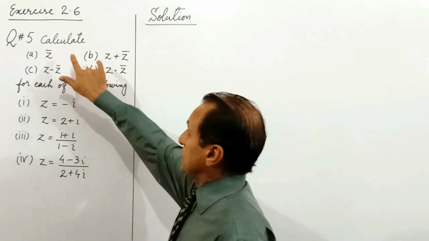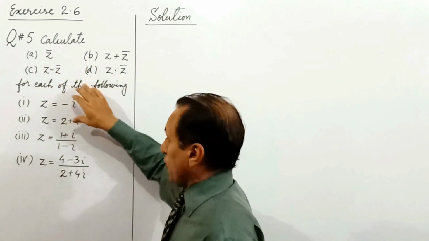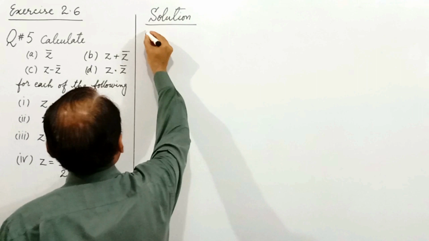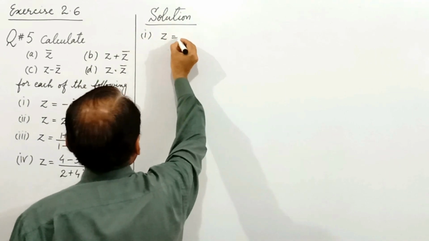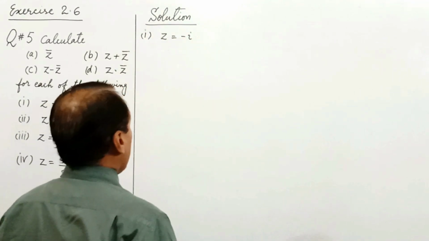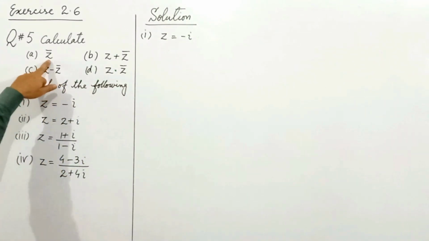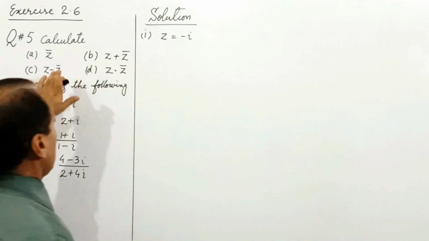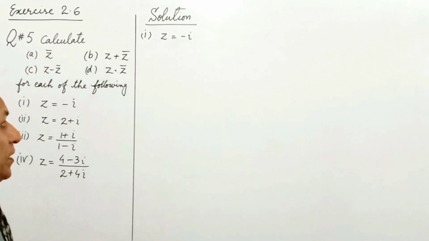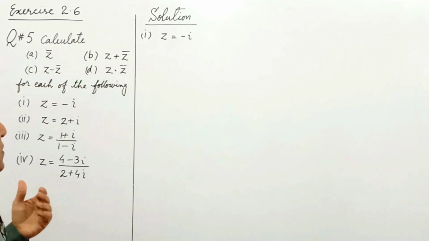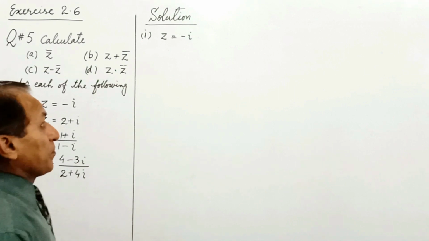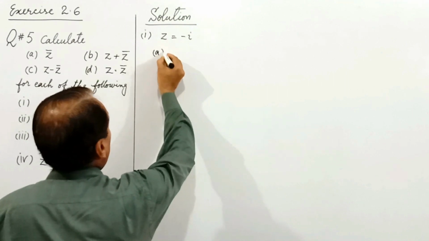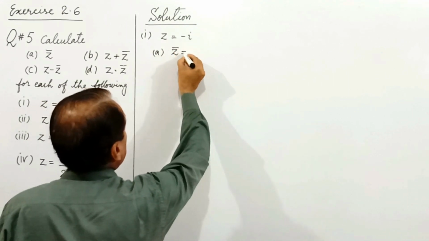To find these four things, let's begin with part 1, and that part 1 is z is equal to minus iota. As we know, z bar stands for the conjugate of the complex number, and the complex number is minus iota. In the previous lectures we learned how to find the conjugate of a complex number. It is very simple. If we change the sign of the imaginary part, ultimately we get its conjugate.